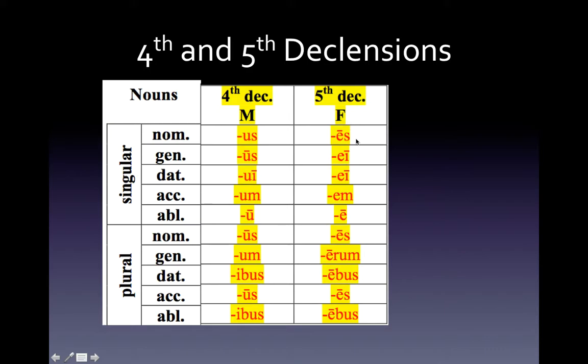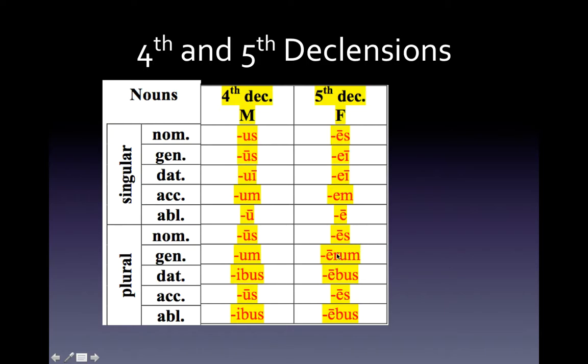All right, fifth declension. We have in the nominative singular, the nominative plural and the accusative plural accented ES. Genitive and dative singular are both E with an accented I. Accusative is EM, which is nice. We've seen that in the third declension. Ablative is an accented E.